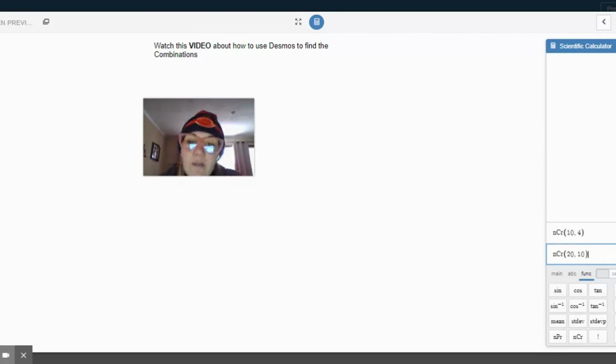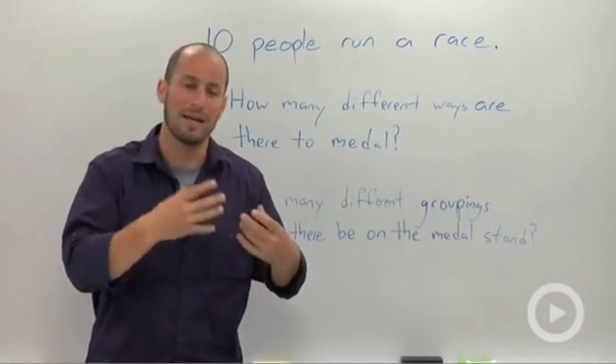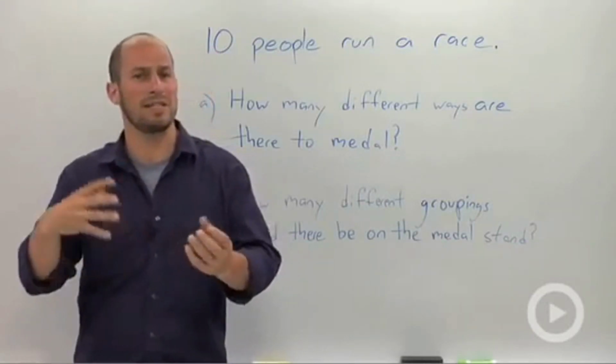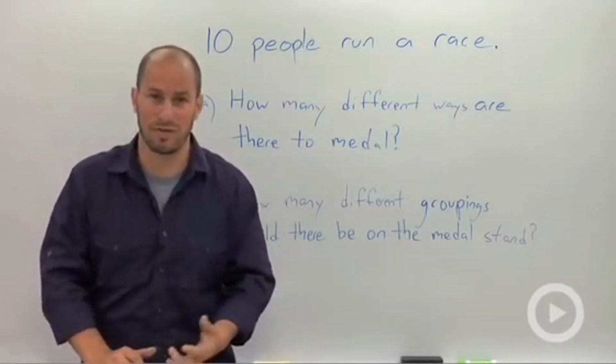Pretty straightforward. I feel like this part is probably pretty easy for you to do as long as you know that the first number is the total amount of things and the second number is the size of each group that you would like to make. But how we know when to use each can be a source of confusion.